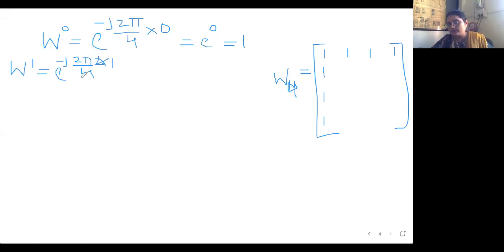Can I reduce this? Yes, because I can divide these two. So 2 ones are 2 and 2 twos are 4. So what will the reduction be now? What you are getting is e raised to minus j into pi divided by 2. This is pi actually. Divided by 2. Then how will you do the expansion of this? How do you do this expansion?